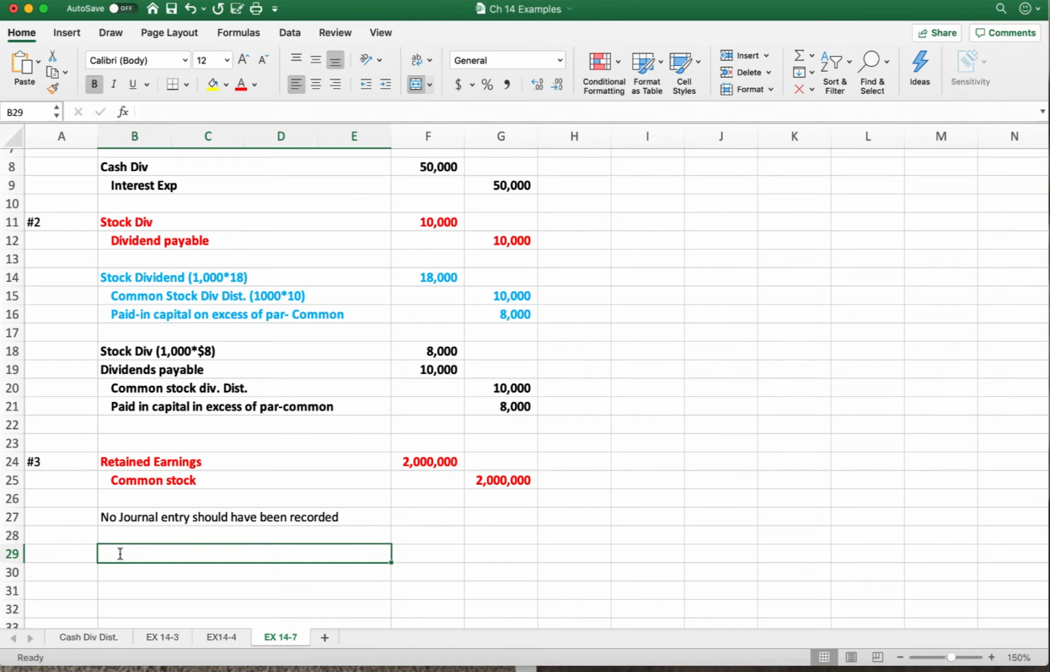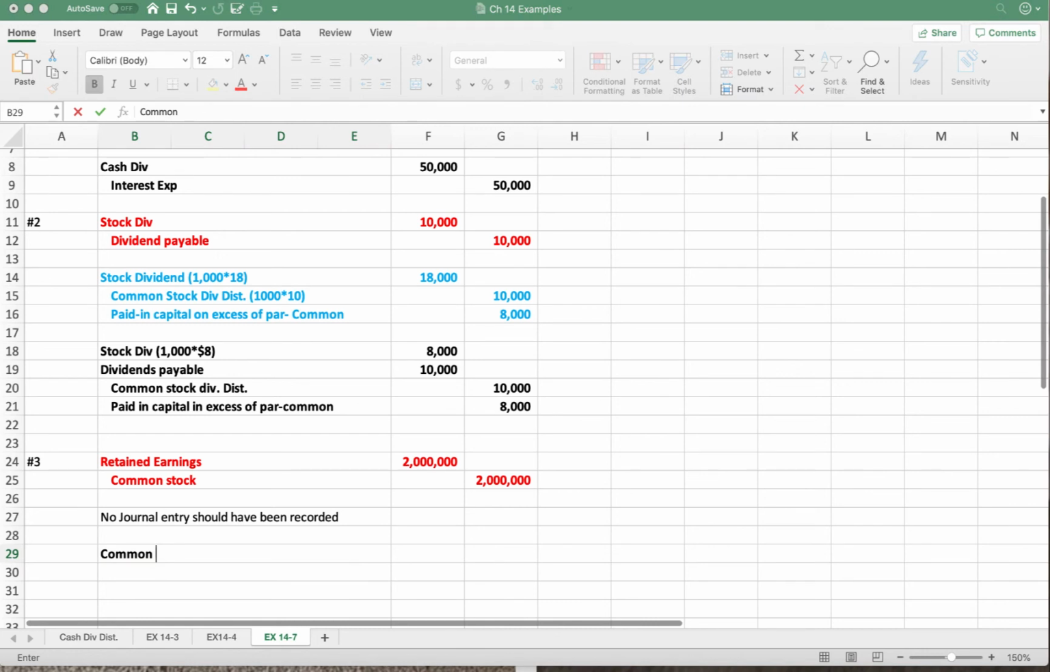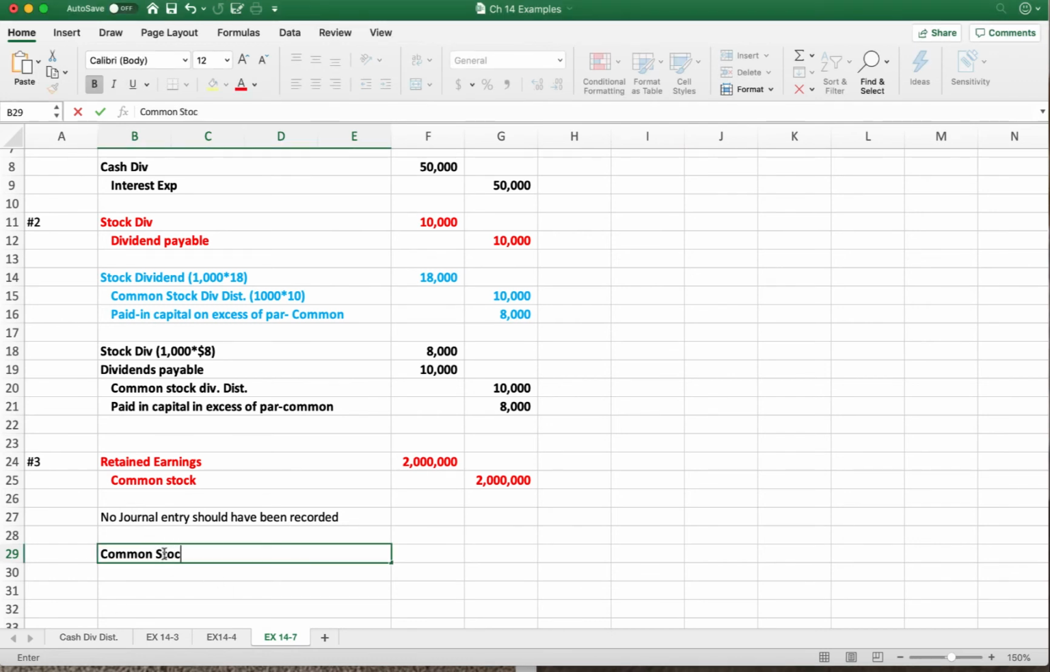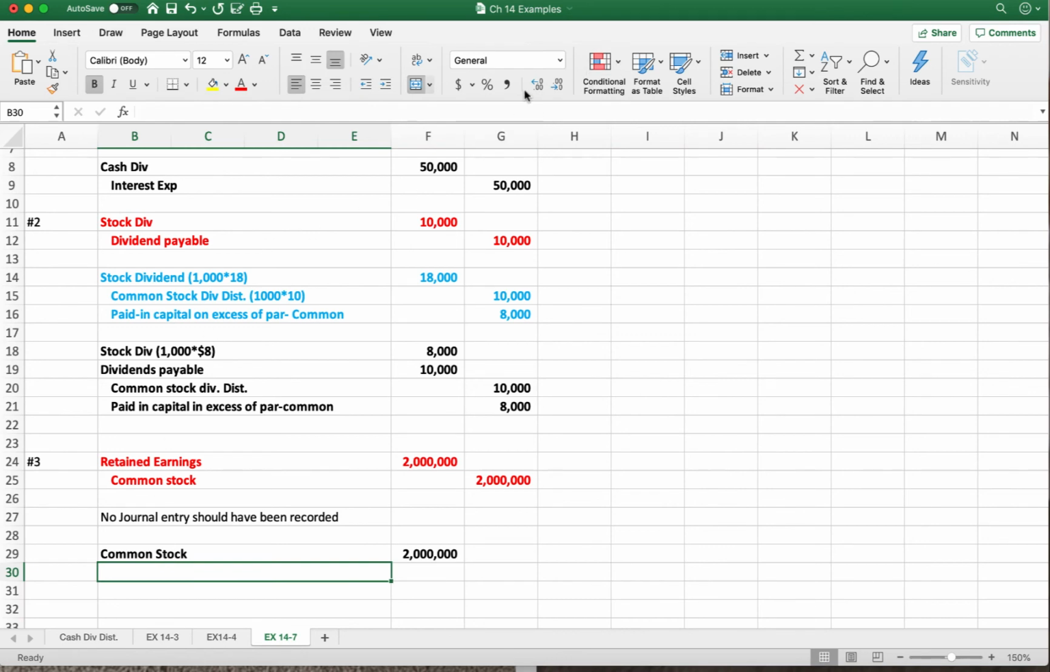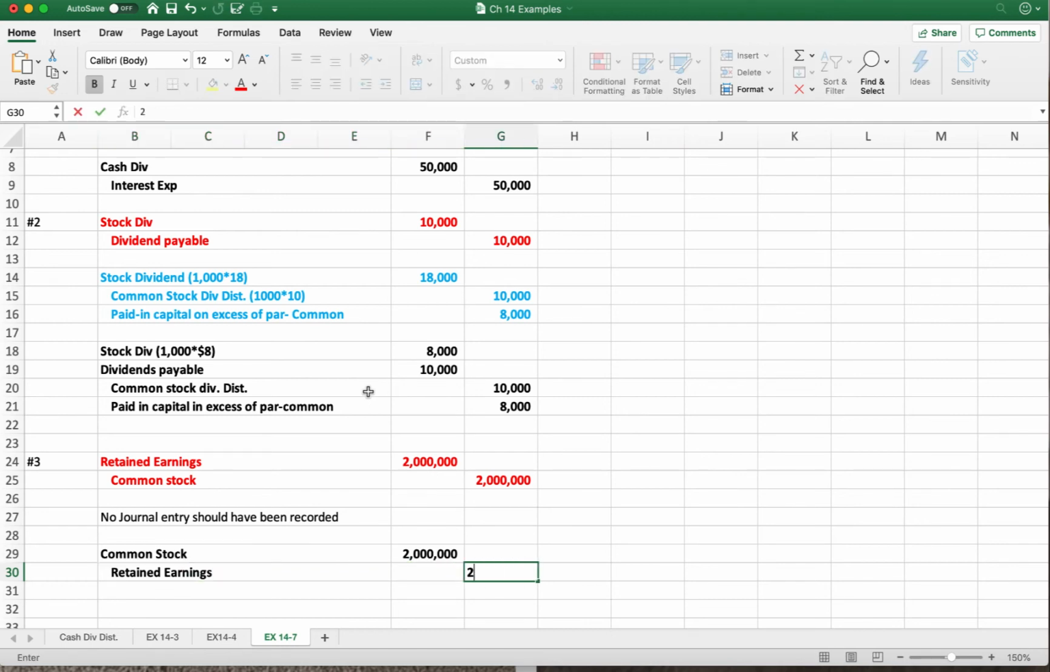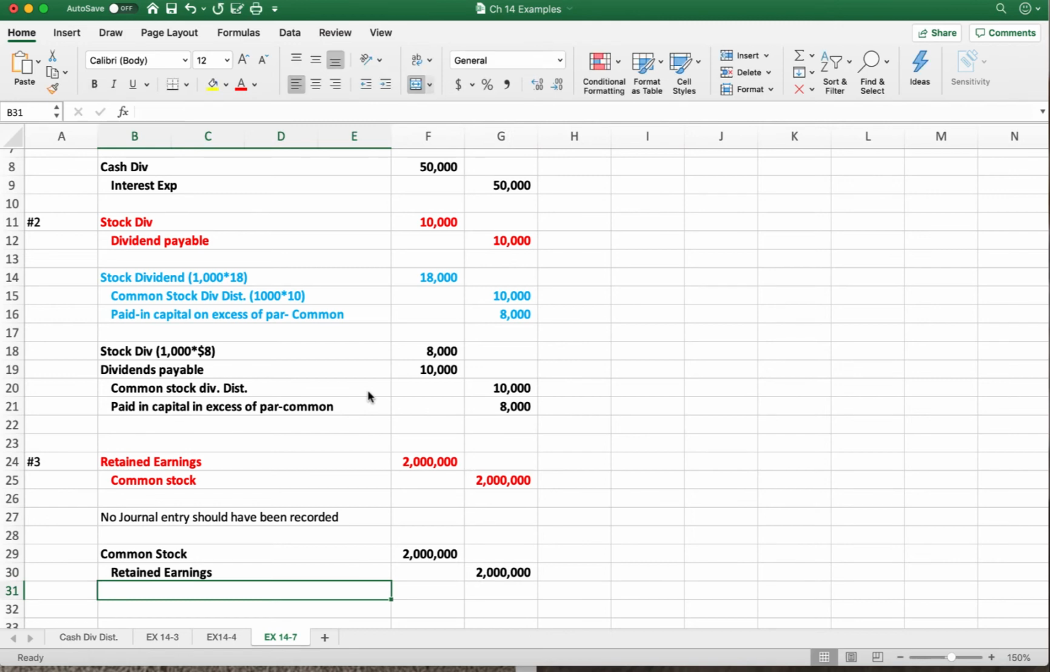I'm going to debit common stock for $2 million. And I'm going to credit retained earnings for the same amount, $2 million. And there you go. Okay.